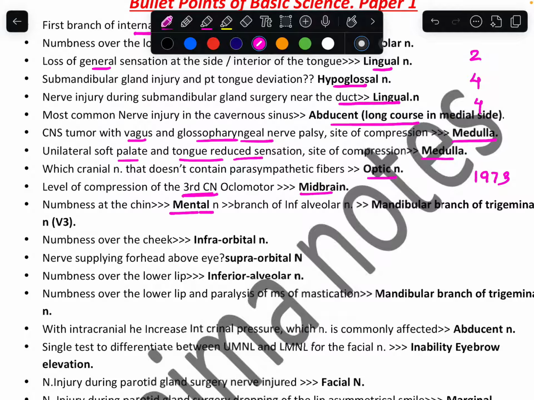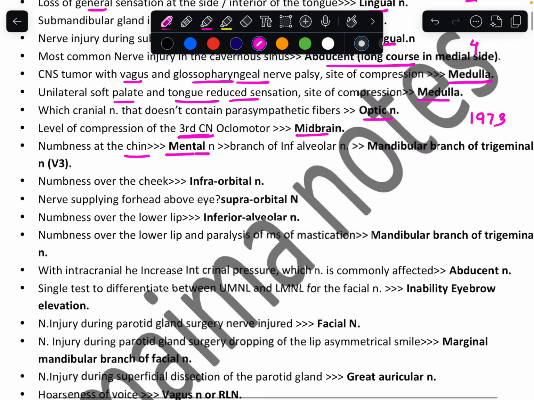Numbness at the chin: mental nerve, a branch of the inferior alveolar, mandibular division. Numbness over the cheek: infraorbital. This question is coming: infraorbital. Nerve supplying the forehead from the eye: supraorbital. Numbness over the lower lip: inferior alveolar again.